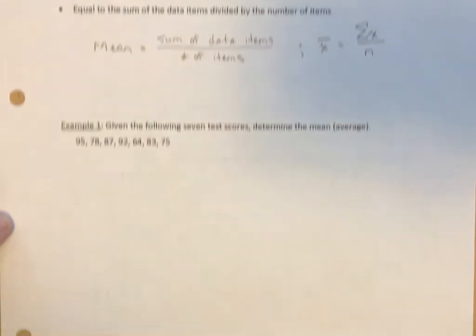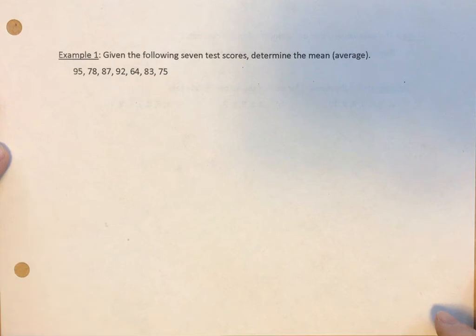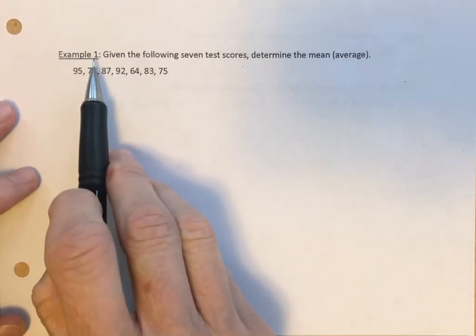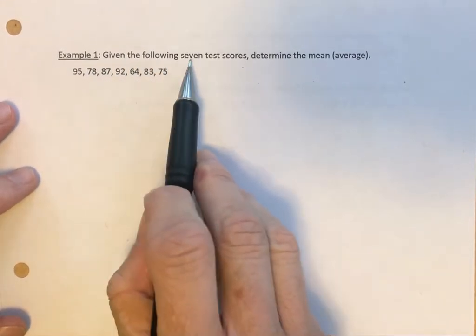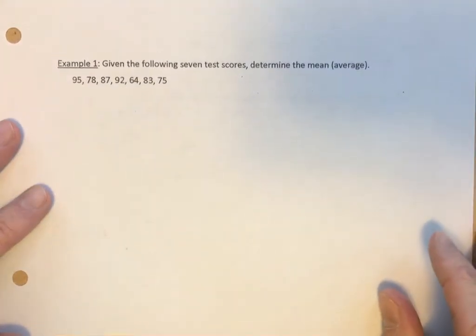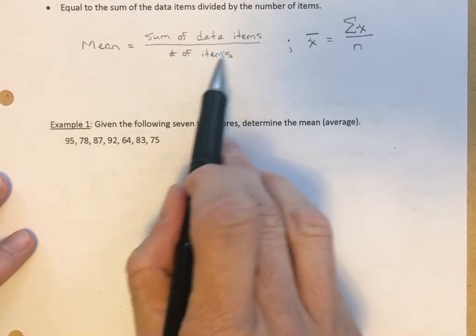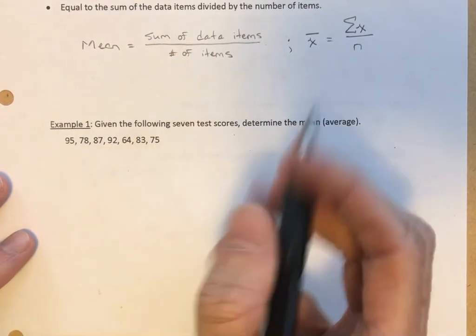Okay, let's do an example. A fairly straightforward concept. We'll also do it using Desmos. Example 1, given the following 7 test scores, determine the mean or the average. The mean is the sum of the data items divided by the number of items.